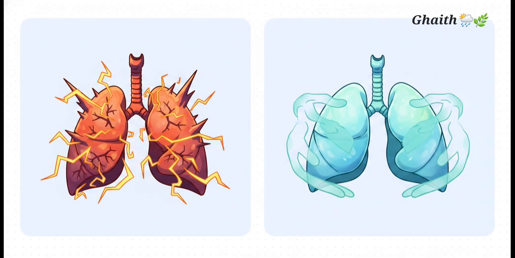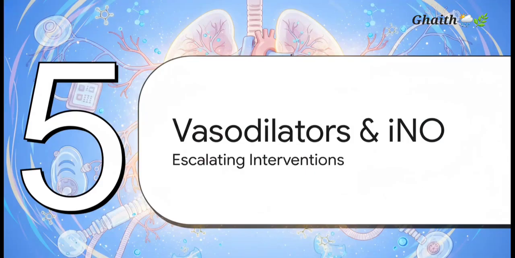We optimize lung volume recruitment with appropriate PEEP, we allow for permissive hypercapnia, we minimize oxygen toxicity, and we maintain the pH optimally between 7.30 and 7.40. It's all about avoiding exaggerated hypoxic pulmonary vasoconstriction without damaging that incredibly vulnerable newborn brain. Moving to Section 5, vasodilators and iNO therapy, escalating interventions.